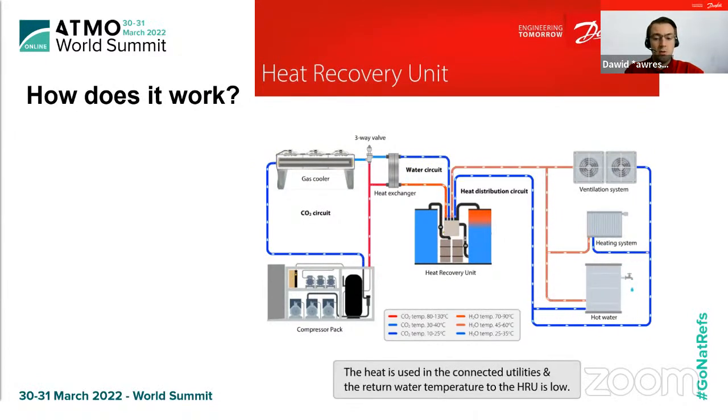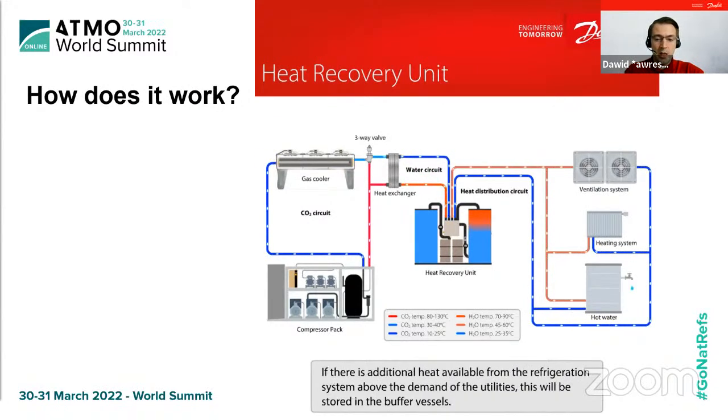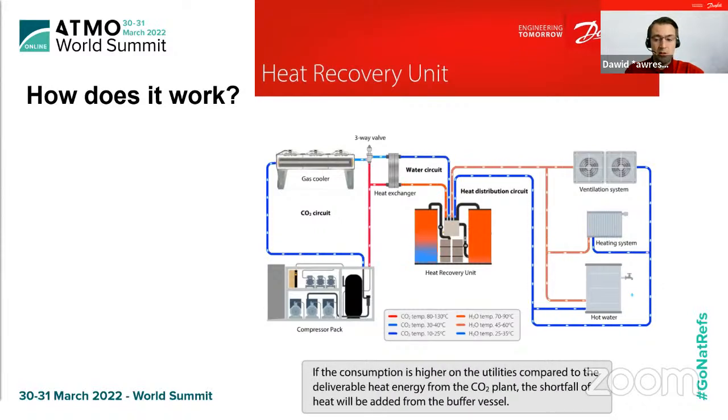Once the water has achieved the required flow temperature, it can be used to deliver heat to the consumers. If heat available in the refrigeration system is higher than the demand of the utilities, then surplus heat is stored in the buffer tanks. If the consumption is higher, then heat is added from the buffer vessels.